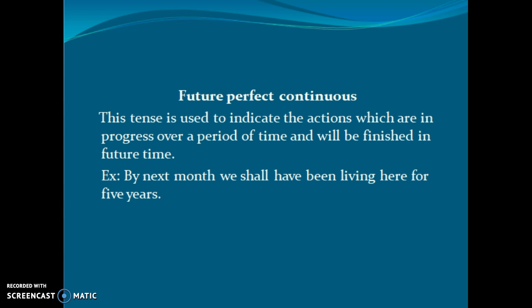Next, let us move to future perfect continuous tense. This type of tense is used to indicate the actions which are in progress over a period of time and will be finished in future time. I have given an example here, that is by next month we shall have been living here for 5 years.